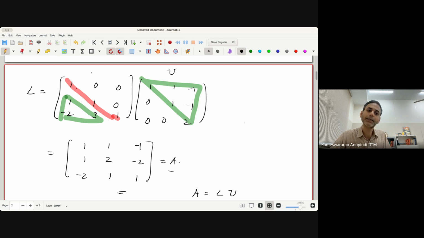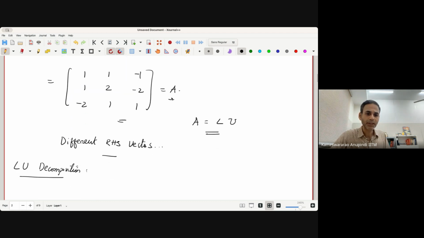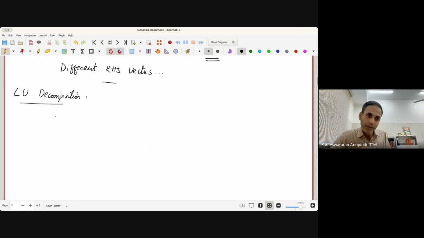It basically has ones, and then it has some L's or alphas, and similarly my upper triangular matrix is going to have U's or betas. That means I'm going to define my L and U. I'm going to again take a 3 by 3 example with this, and we are going to build the algorithm.